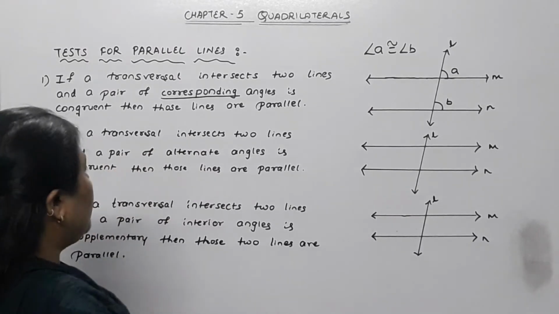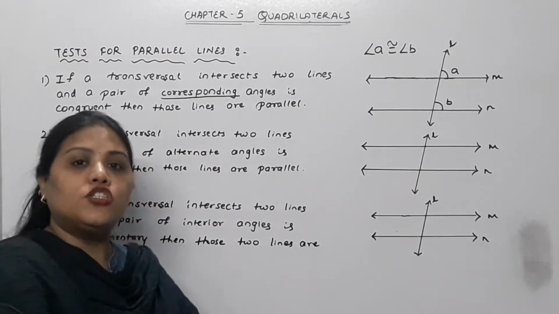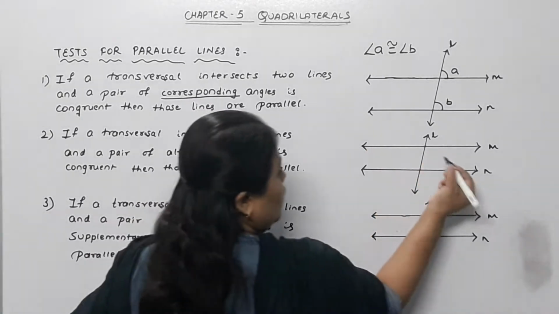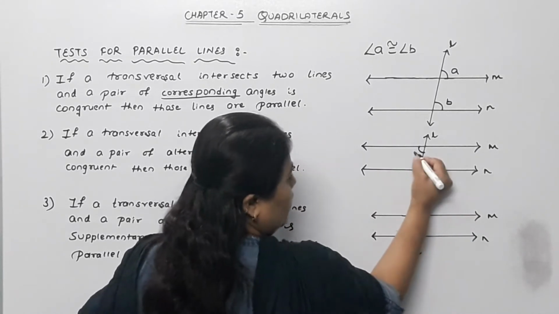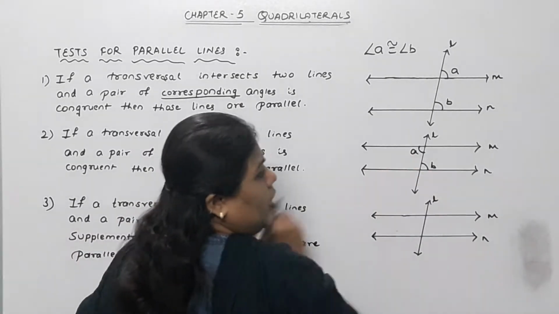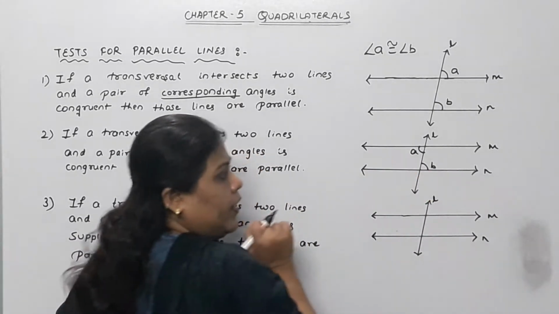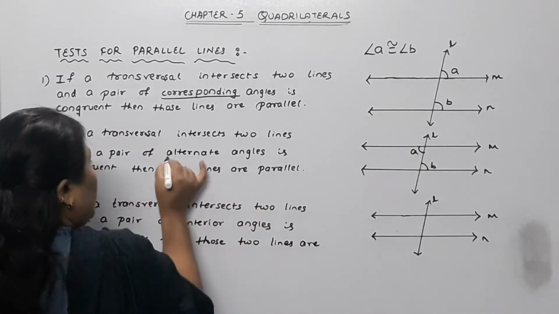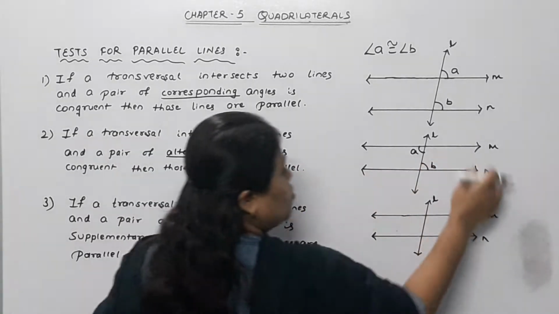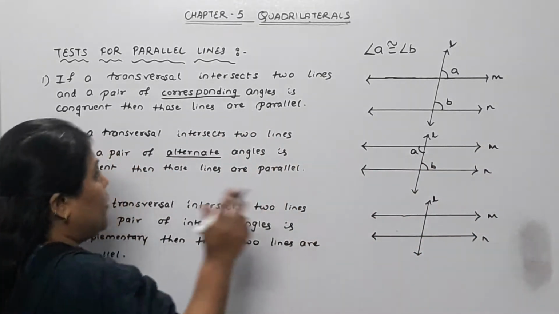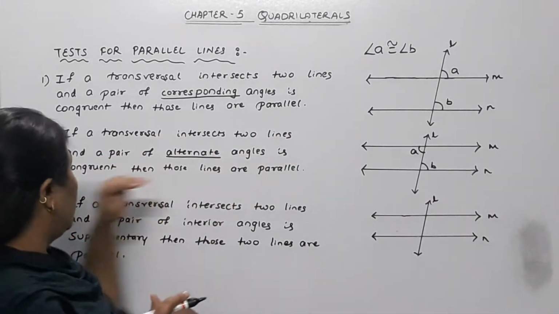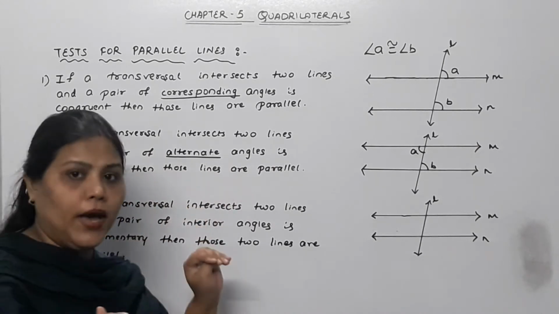Okay. Now the second one is if a transversal intersects two lines and a pair of alternate angles. Now we can make use of alternate angles over here. We'll take here as A and here as B. Now if A and B are congruent, these two are alternate angles, right? So if we have one pair of alternate angles congruent, then those two lines are also parallel. Now the second statement is if a transversal intersects two lines and a pair of alternate angles is congruent, then those lines are parallel. Okay.